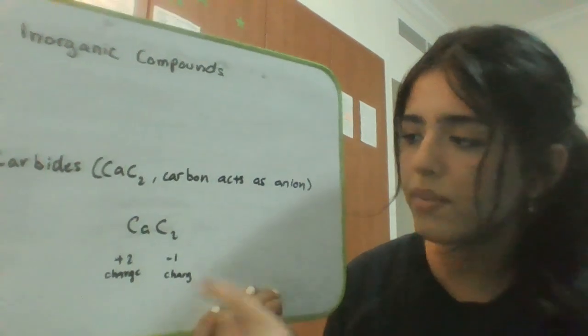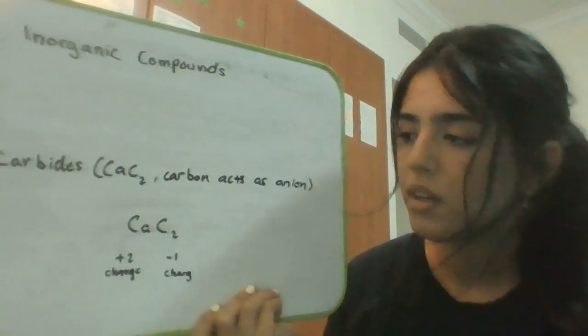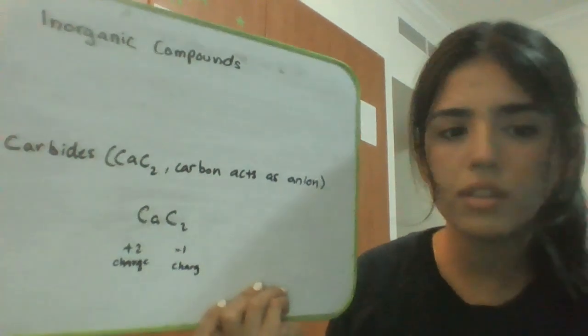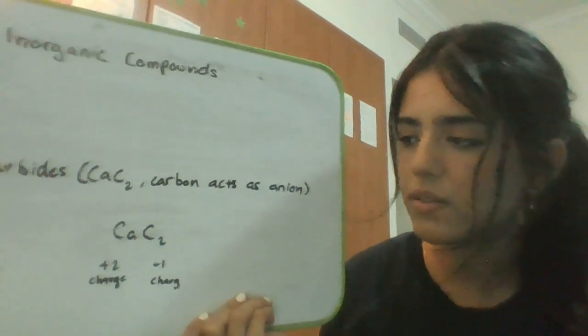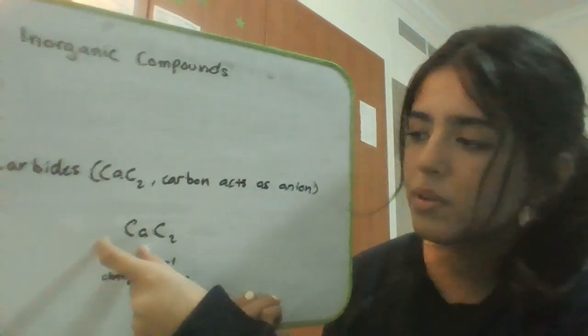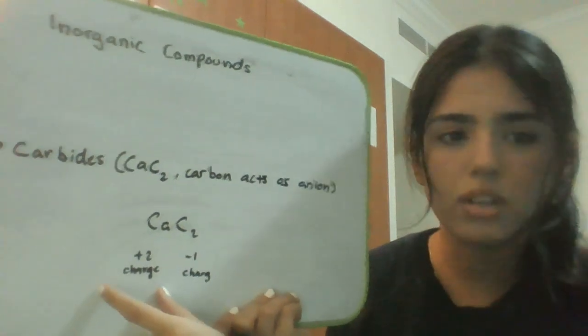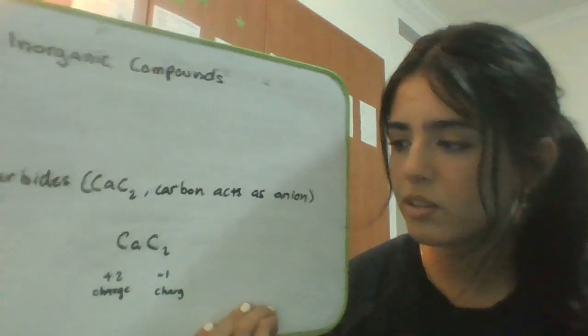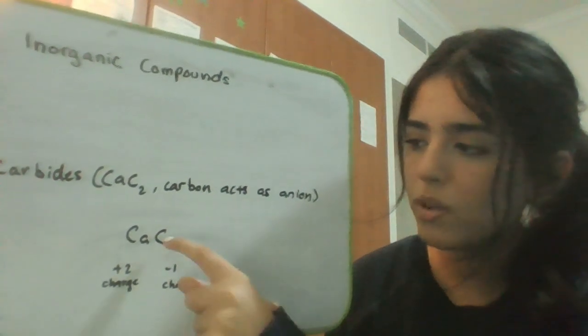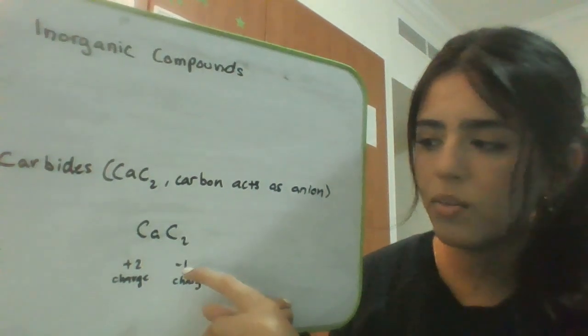Okay, so here we have a compound CaC2. What you're going to do first is see what each individual element has, like what the charge of it is. So from the periodic table, we know that Ca has a +2 charge, it's positive. That means our carbon has to be negative to cancel out the charges. So one single carbon atom has a -1 charge.